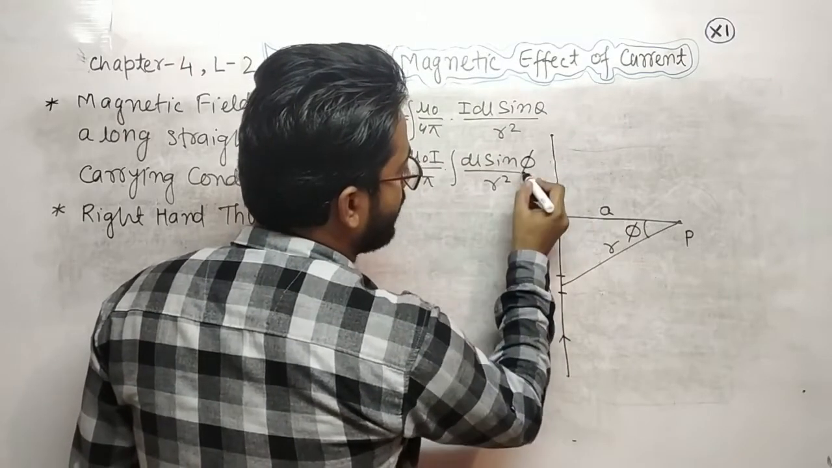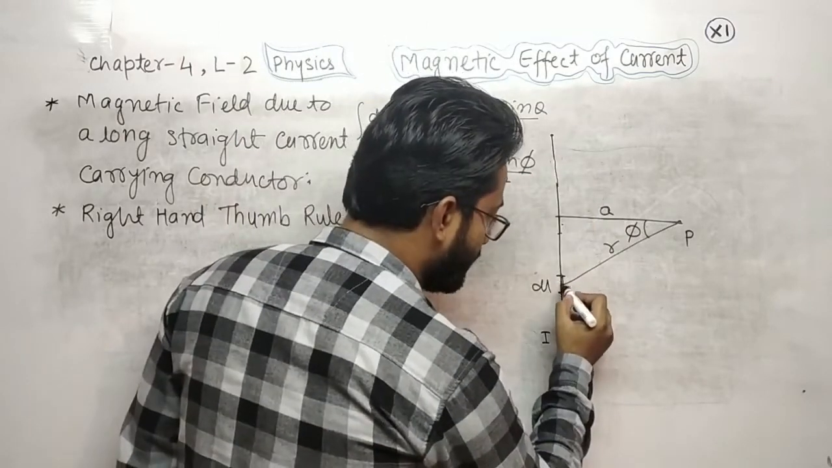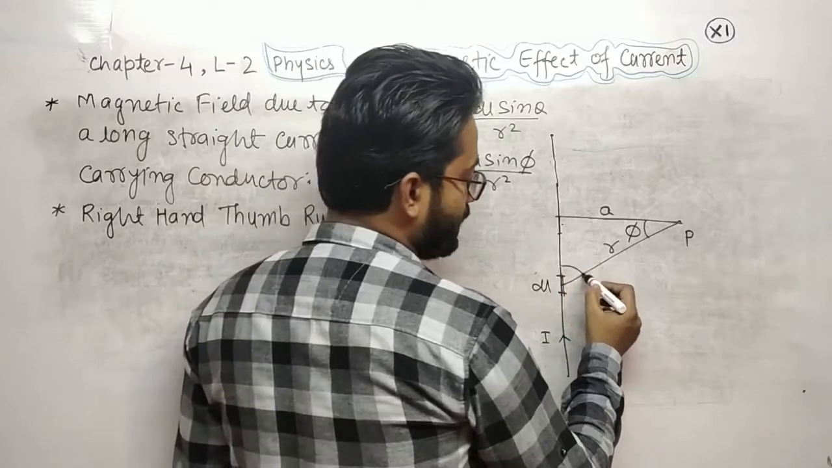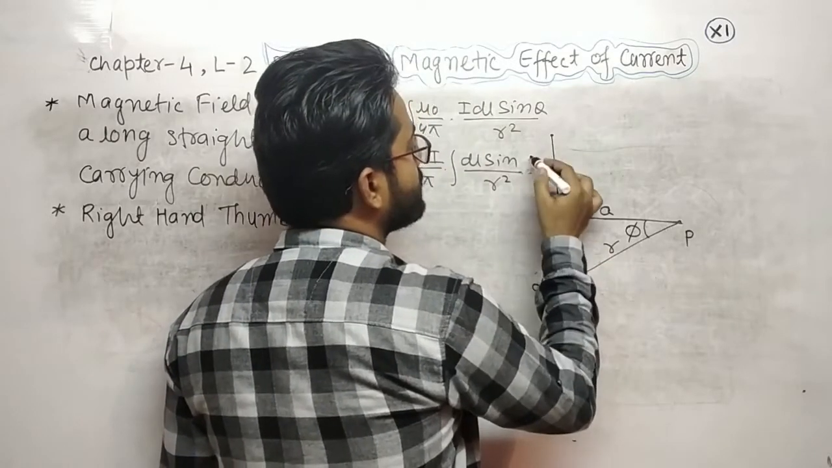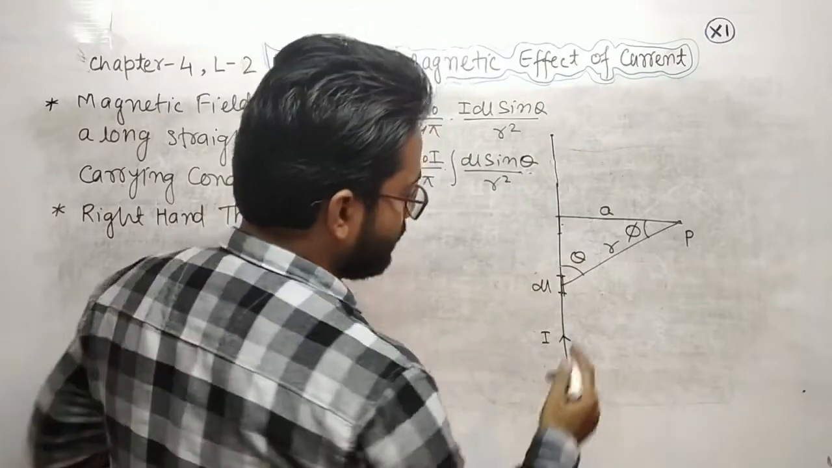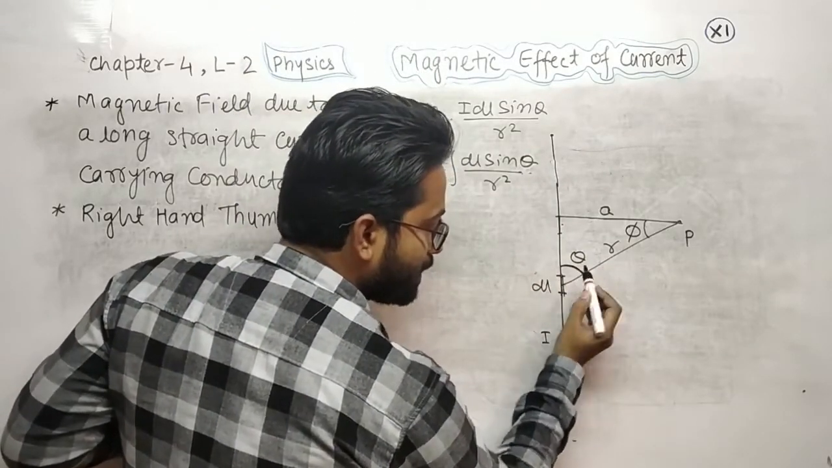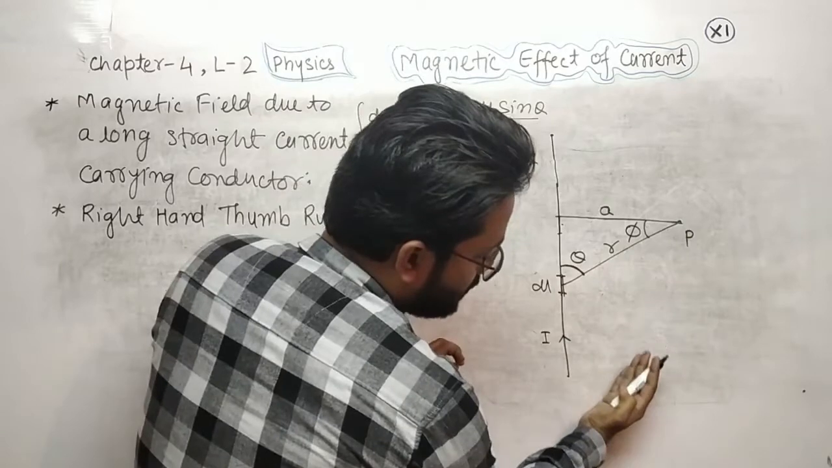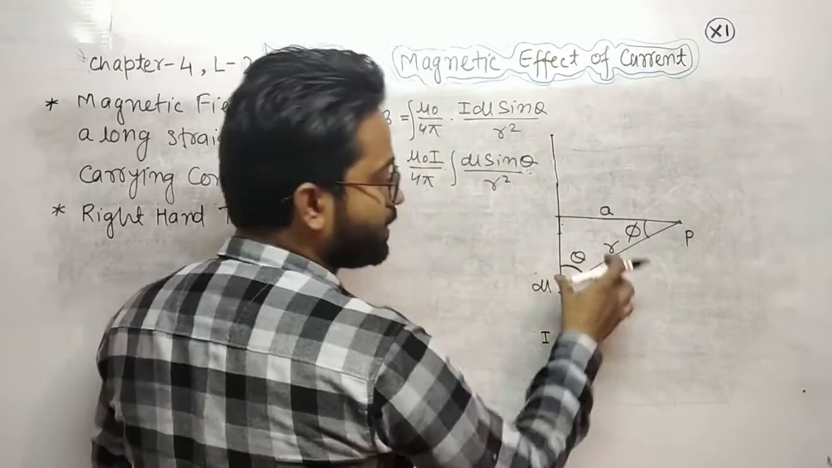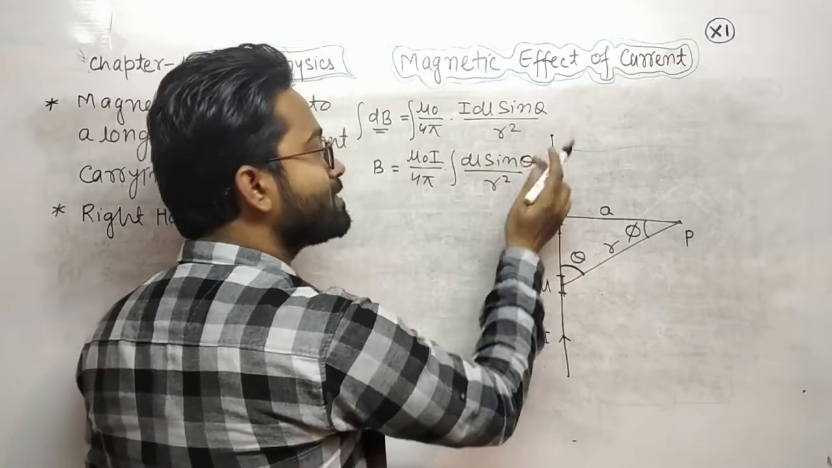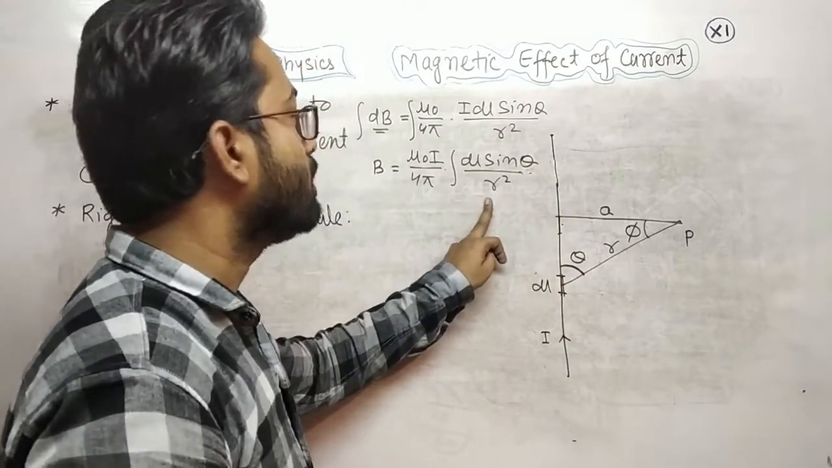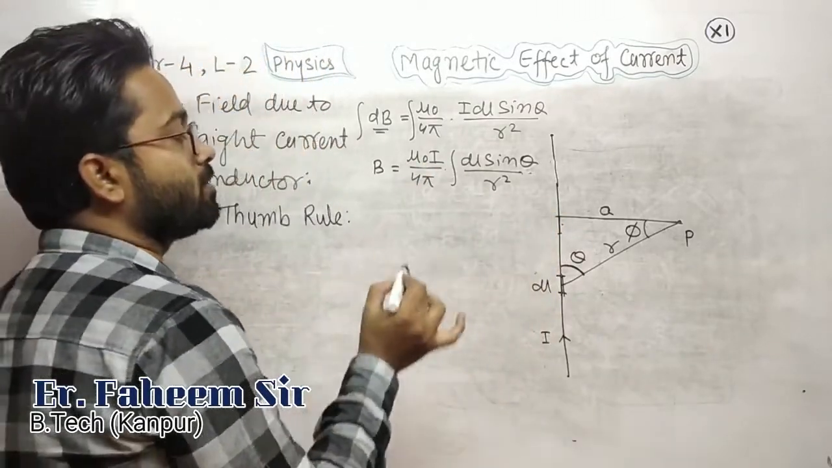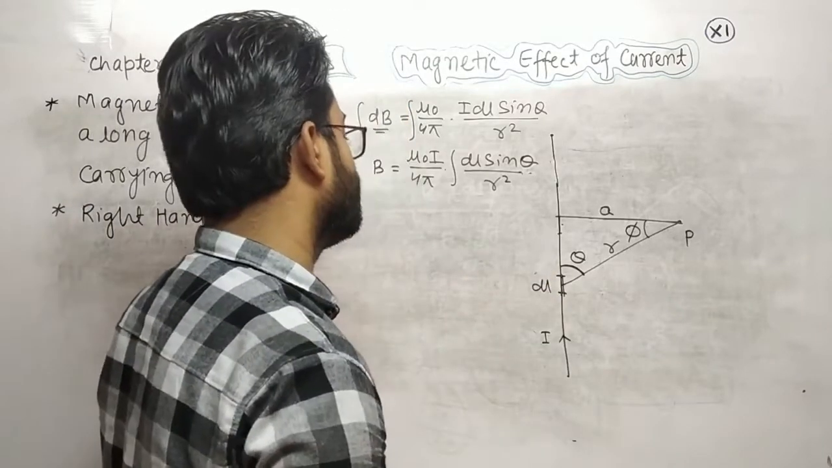The angle between dl and the vector r, let us suppose this is theta. If we take that particular element here, theta will be this. If you take dl here, the theta will be smaller. As you go away from that particular point, theta will be smaller. That means theta is also variable and r is also variable. So we need to convert these variables into a single variable.